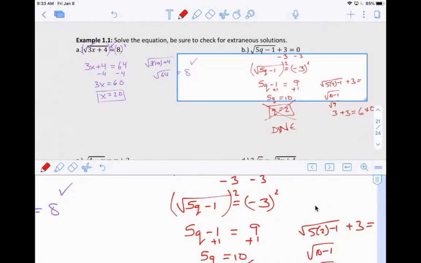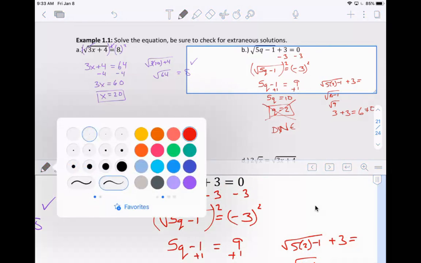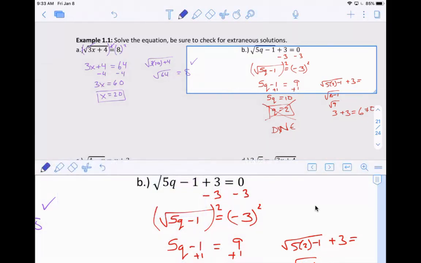So don't ever not check for extraneous solutions, okay? Because you can very easily miss them. But something did notify me after years of doing this. I looked right here. I said, wait a minute. The square root of something equals negative 3? Square roots aren't allowed to equal negatives. That makes no sense. And so there was this feeling I had that maybe this was doomed from the start.